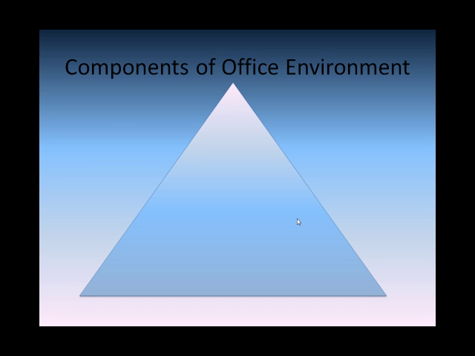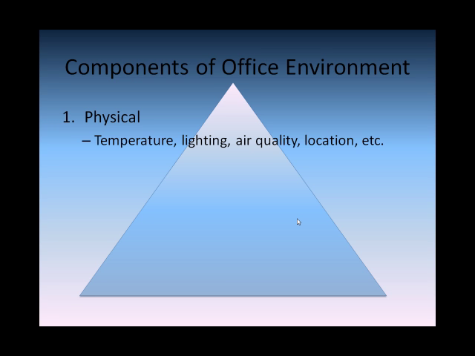Now, I believe there are three components of office environment. First is the physical characteristic of the office environment. This includes temperature, lighting, air quality, location, etc. And many studies have been done trying to link the changes in the physical environment and work productivity or work performance levels. Most of these studies, however, relate to manufacturing types of businesses. But when it comes to professional services or any other types of functions, such studies can't apply very easily.